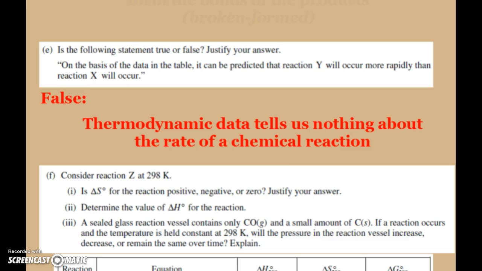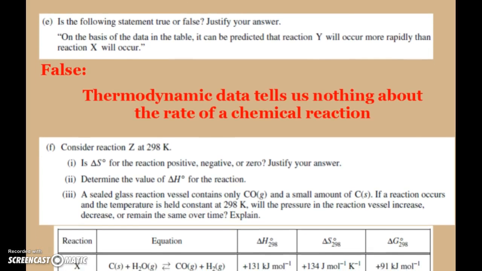Okay, again, nuclear decay reactions all are thermodynamically favored. Some take a millisecond, some take billions of years. They will have negative delta G values though. Reaction rate data tells us about how fast a reaction will go.